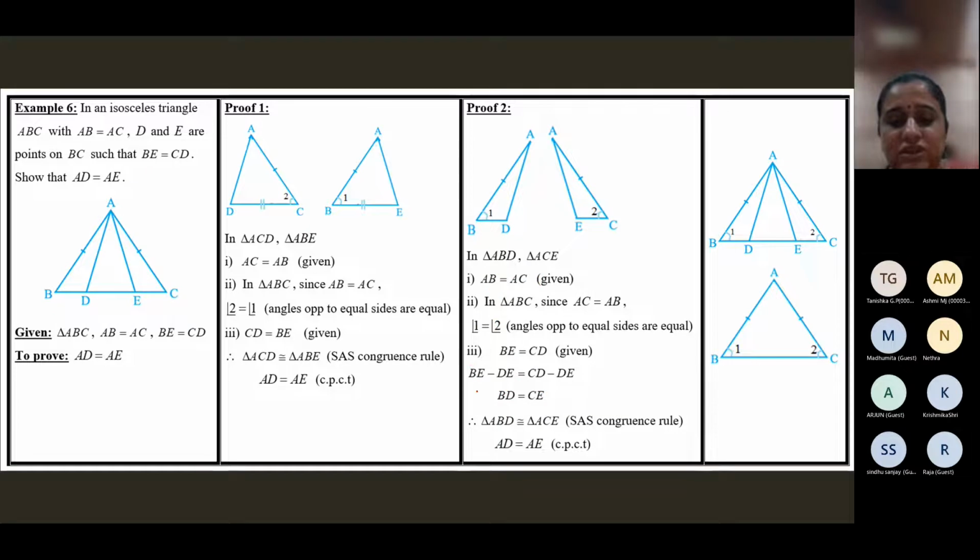Instead of these three, tell me what I told you. Instead of these three, you can also write what, children? We have BE is equal to CD. What should you do?